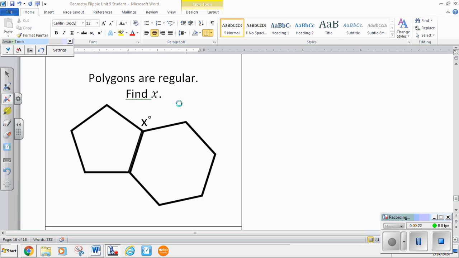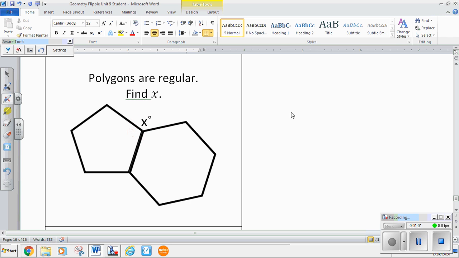Polygons are regular. Find x. X is the angle here when you have a regular pentagon and a regular hexagon touching. X is part of this circle of angles. This circle of three angles makes a total of 360 degrees. If we can find one angle of the pentagon and one angle of the hexagon, then we can find x, since they all add up to 360 degrees.